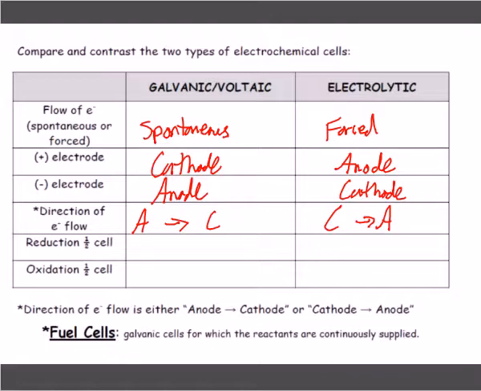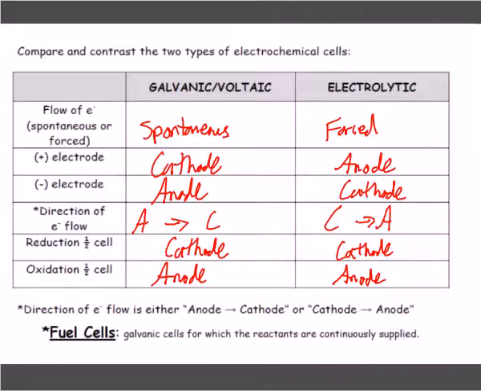Now, where's the reduction half cell, guys? Is that going to be different for the two cells? No, right? Because it's still what? Reduction is red cat. Oh wow. Red cat, guys. So the reduction half cell is still the cathode. Okay. For both. And oxidation is still at the anode. It's just the flow of electrons. That's the piece that makes it opposite. The basics are still the same. It's the flow of electrons where they get switched up.